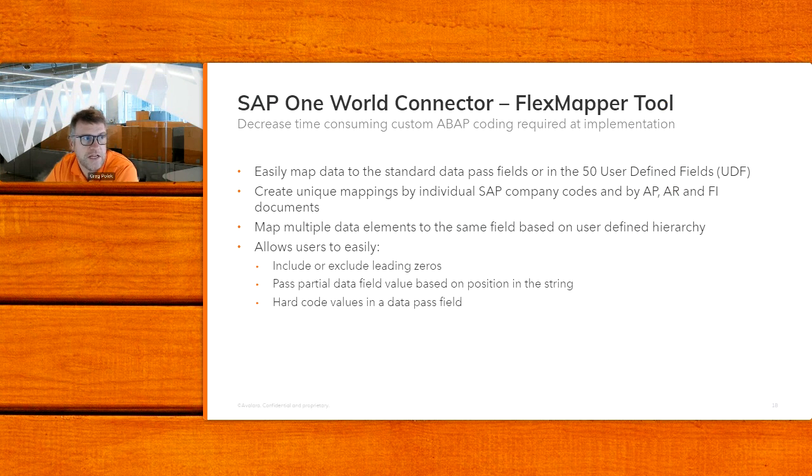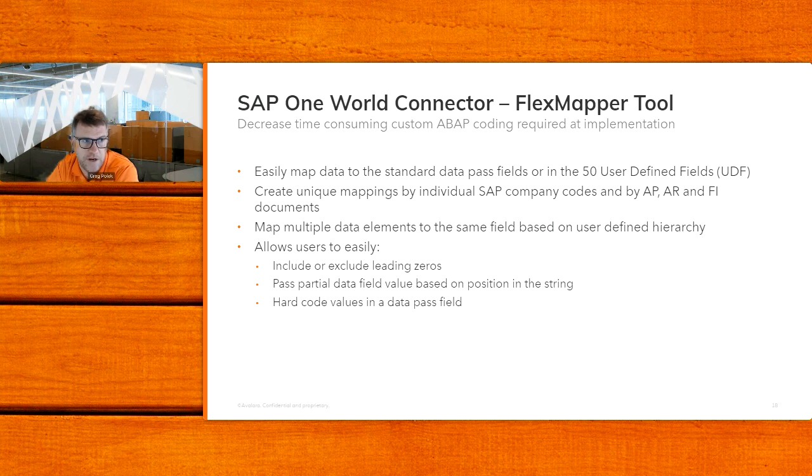And some of the cool things in these new connectors that are coming out is new functionality that we did not have in our legacy connector for SAP. One of the interesting, or helpful, tools is this Flex Mapper tool. In the past, if you wanted to pass additional data elements that were not in the standard tax call, you would have to have a developer go in and create custom ABAP coding.